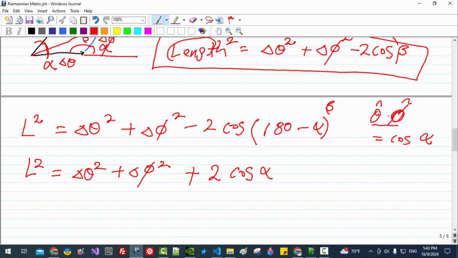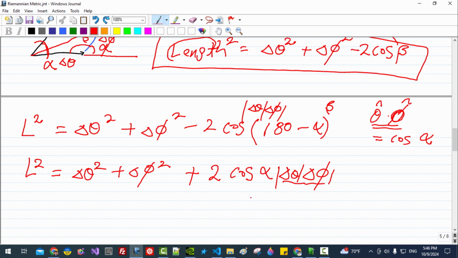So this is the unit vector. I made a mistake. It should be delta theta delta p. I made a mistake here. Also delta theta delta p magnitude. Okay, this is magnitude. Magnitude is not 1.